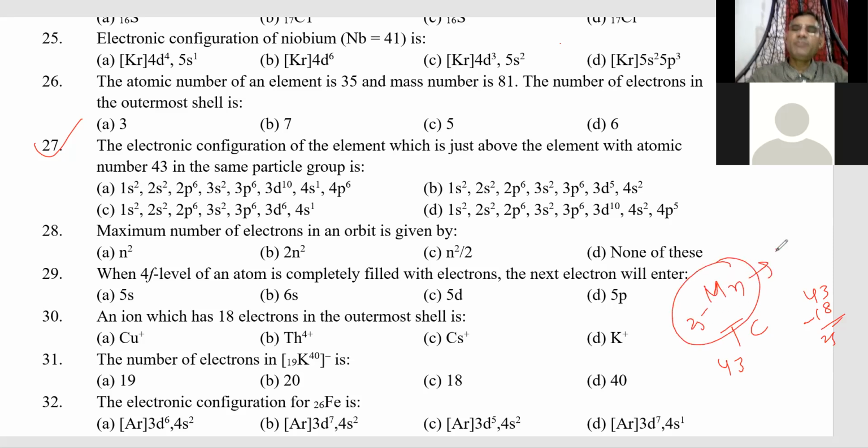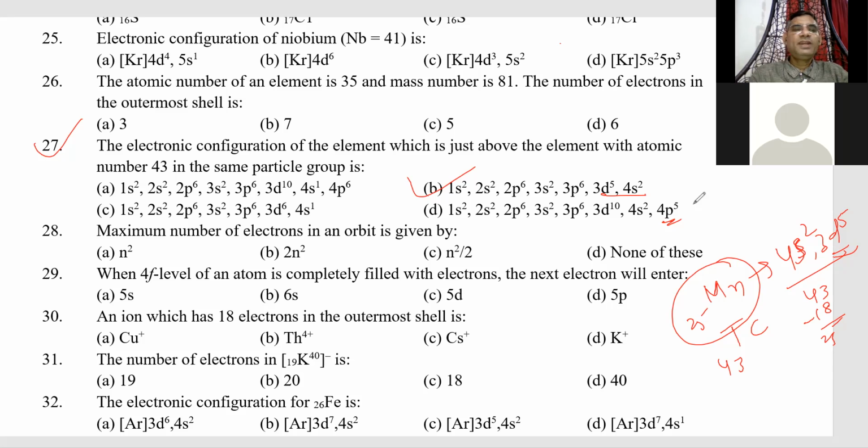Manganese is 4s2 3d5. So this is the one which is having 4s2 3d5 electrons. We'll be looking for 3d5 there at the last position, but nowhere it is there. We can get confused with this too. But the answer is B.